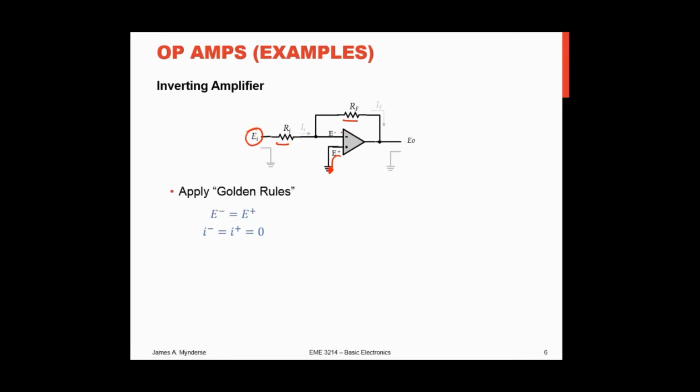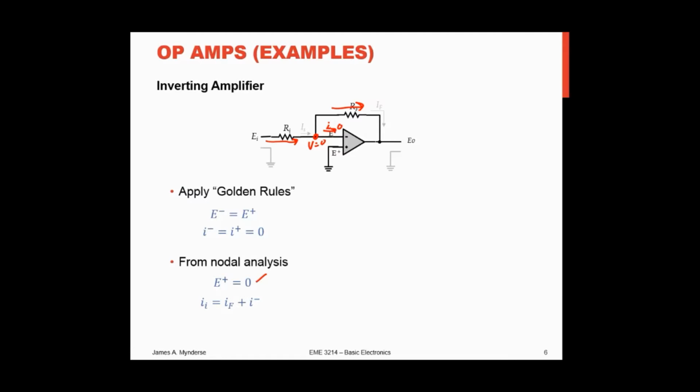So we apply our golden rules that E minus equals E plus. So that tells us in this case what is E plus. E plus equals 0, so I can say that E minus, or the voltage at this node right here, is 0, right? And I minus and I plus equals 0, so if the current going in here is equal to 0, then I know that the current coming through here has to equal the current going through there through Kirchhoff's current law. Current is neither created nor destroyed at a node, okay? So that's what I have here.